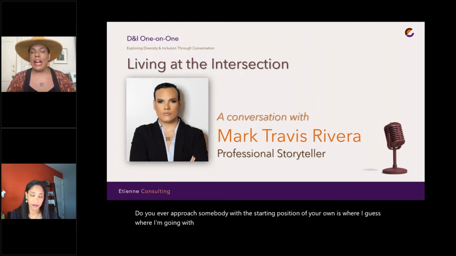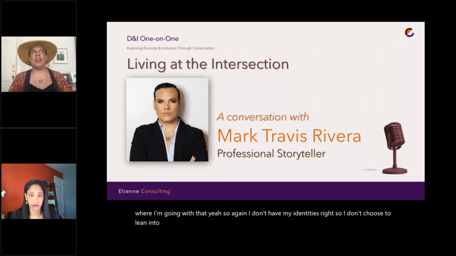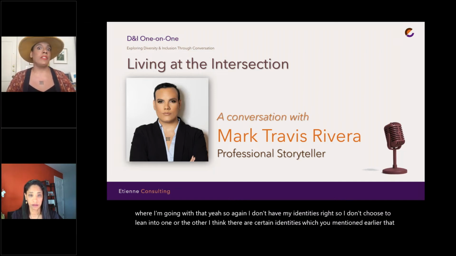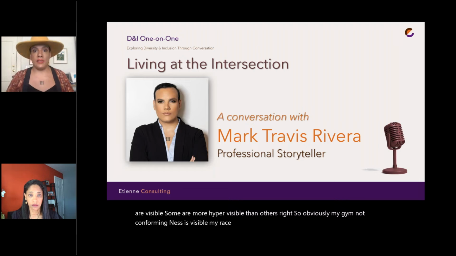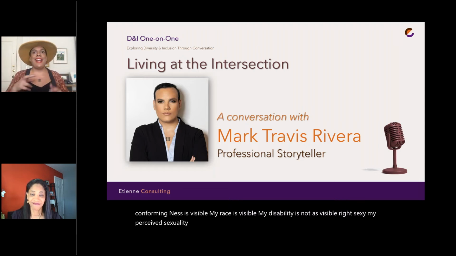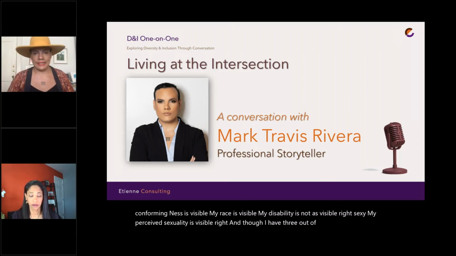Yeah. So I don't hierarchize my identities, right? And so I don't choose to lean into one over the other. I think there are certain identities, which you mentioned earlier, that are visible. Some are more hypervisible than others, right? So obviously my gender nonconformingness is visible, my race is visible, my disability is not as visible, my perceived sexuality is visible, right? And so I have 3 out of 4 hypervisible identities.